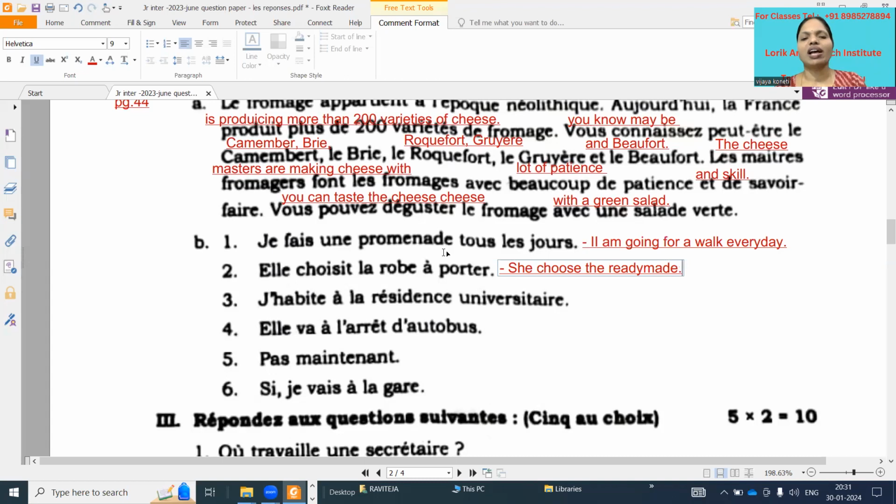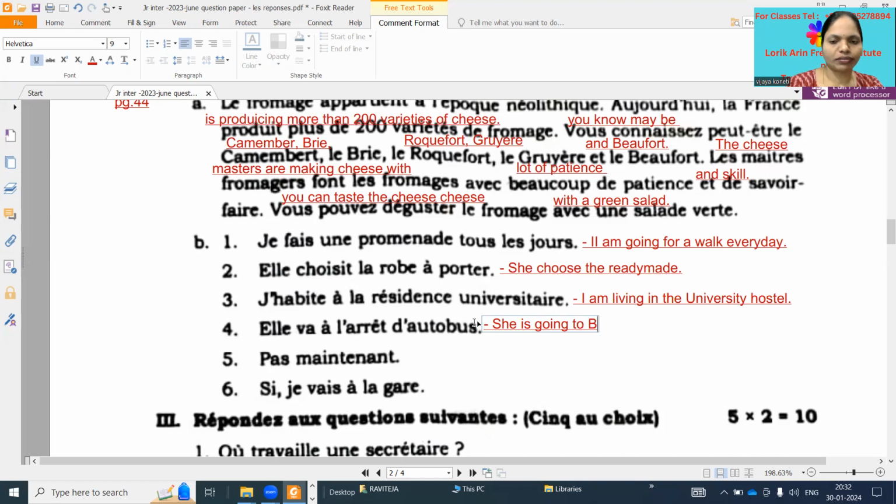Next one: j'habite à la résidence universitaire. I am living in the university residence, you can write university hostel also. Next one: elle va à l'arrêt d'autobus. She is going to the bus stop. L'arrêt d'autobus means bus stop. Next one: pas maintenant. Pas maintenant means not now.